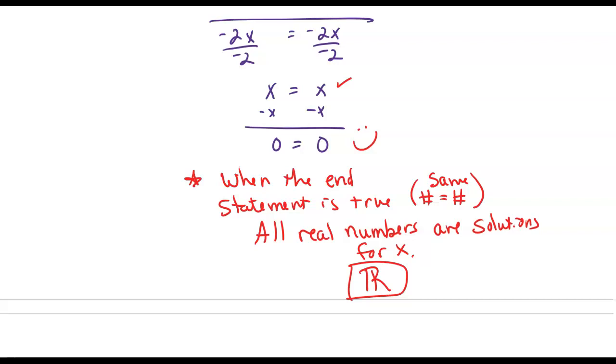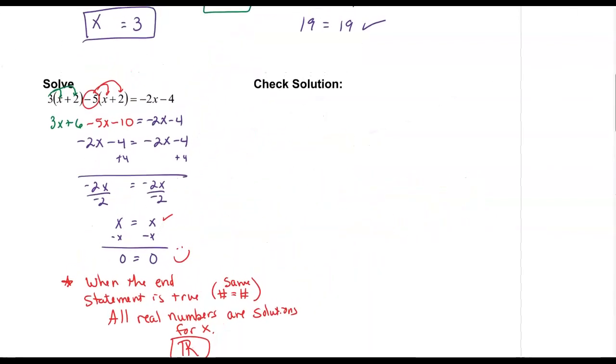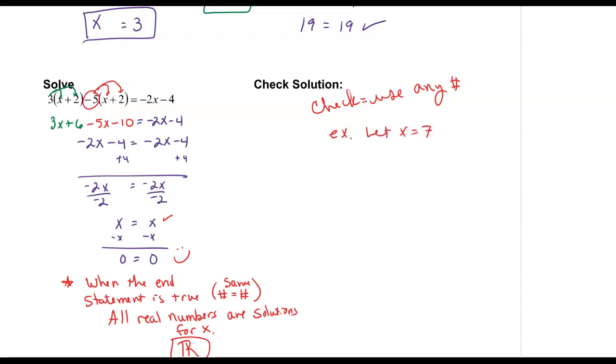Now, how do I know if that's true? Check any number you want. Everyone pick a different number than the person next to you. Not the whole class. So pick a number different than the person next to you and then check it. For instance, I'm going to use something like 7. I'm just going to let x equal 7. Someone let it be like 2. Someone else, you can make it a decimal if you want, 0.5. Do a negative. Someone pick a negative number. But it should work no matter what we pick.